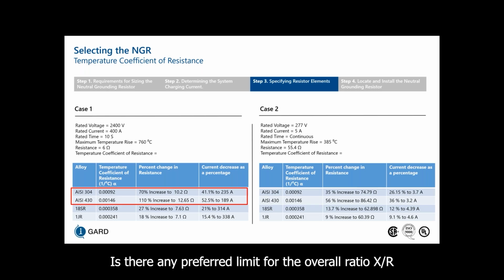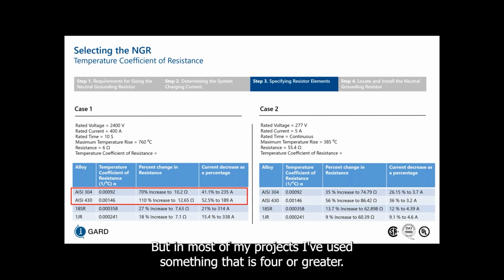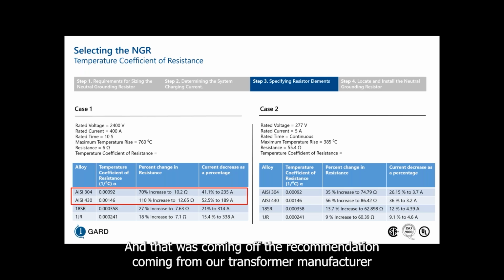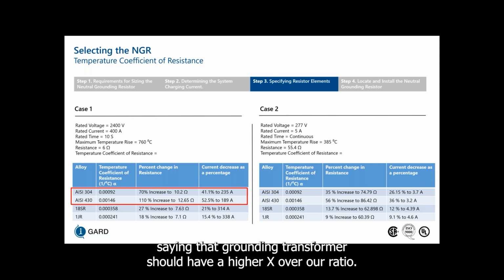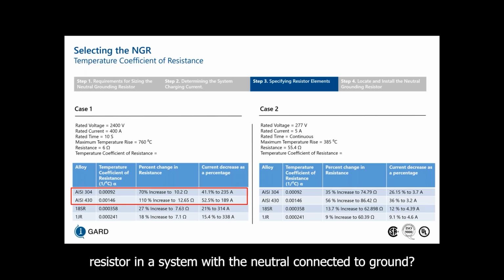Is there any preferred limit for the overall ratio X over R given by the zigzag connected to the NGR? Typically for grounding transformers, I've used an X over R ratio of 2, but in most of my projects, I've used something that is 4 or greater for that X over R ratio. That was coming from the recommendation of our transformer manufacturer, saying that grounding transformers should have a higher X over R ratio.